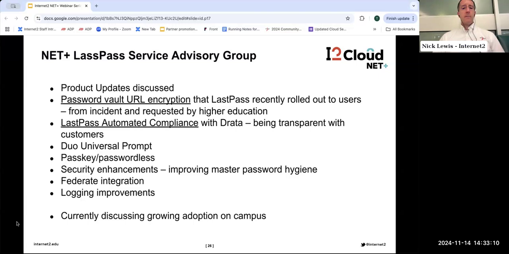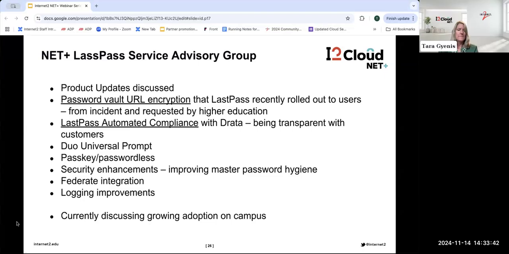For the product updates, we've talked about passkeys and passwordless, and LastPass's direction on that. We've talked about security enhancements that are being rolled out, before they were rolled out, particularly around improvements in master password hygiene, so that campuses can know what was coming and then give feedback to LastPass on how that may impact their campus.